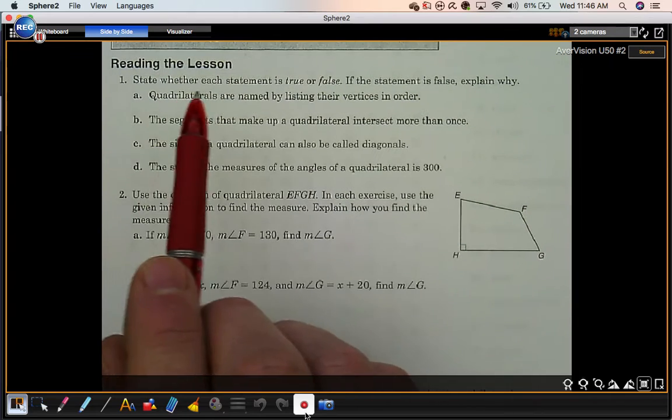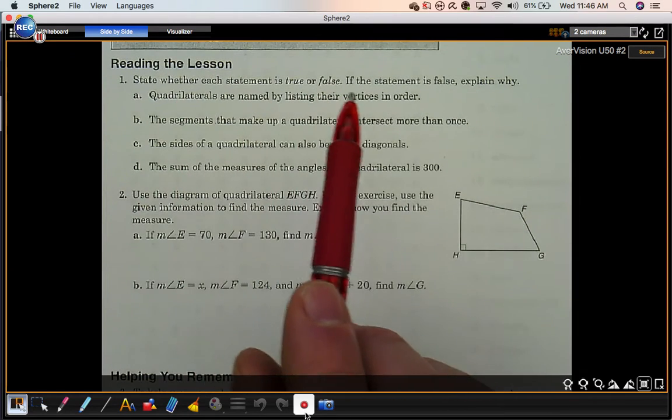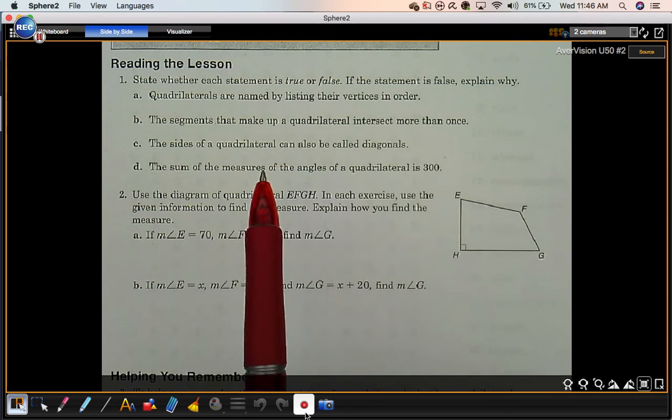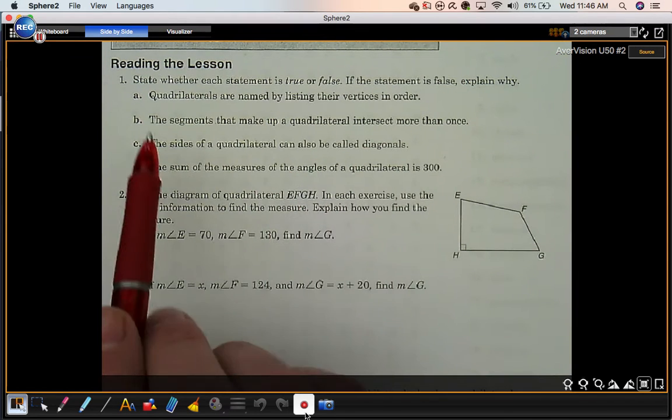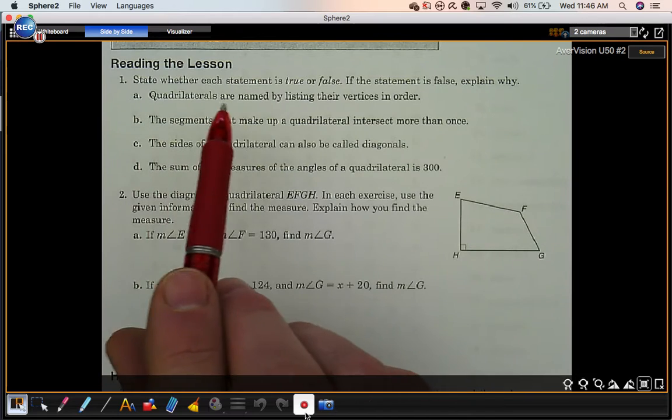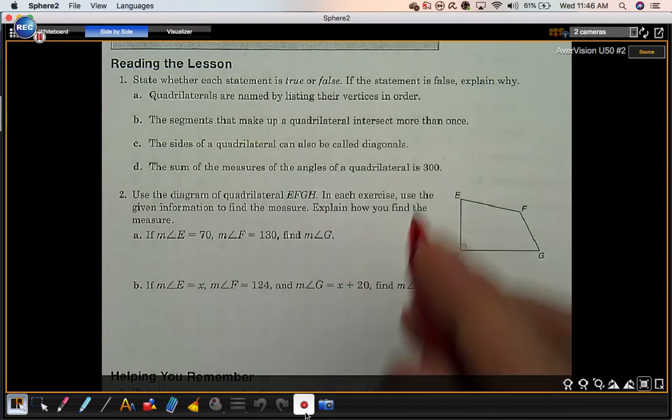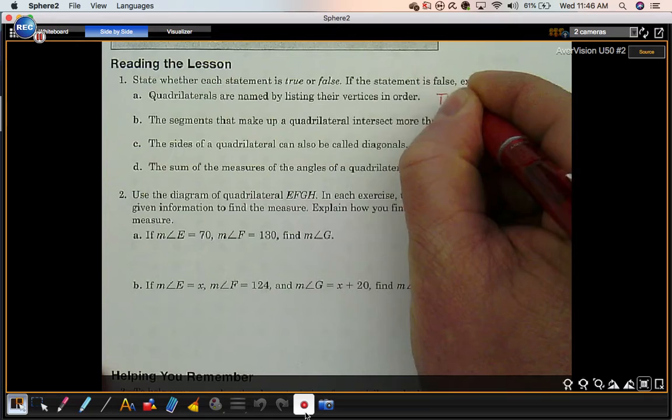For number 1, we're going to state whether each statement is true or false. If the statement is false, explain why. I'll explain it, I won't write it. You can write it. Part A, quadrilaterals are named by listing their vertices in order. That's true.